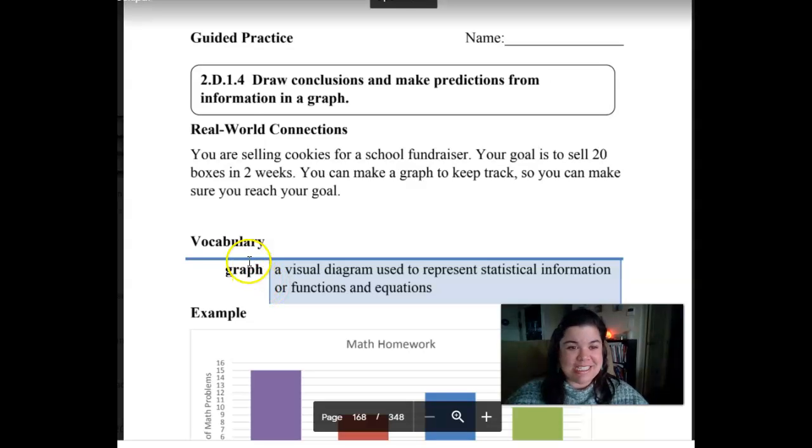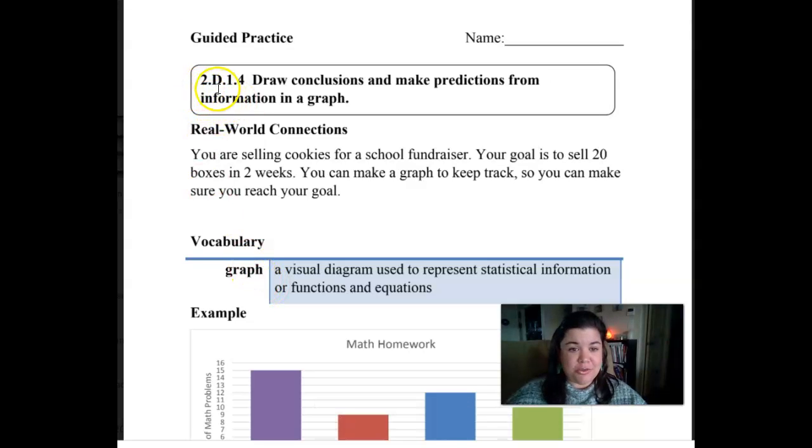Hello, mathematicians! This week we are working on 2D.1.4. The D stands for data. And it says that we're going to draw conclusions to make predictions from information in a graph. So how can we apply that to real life?